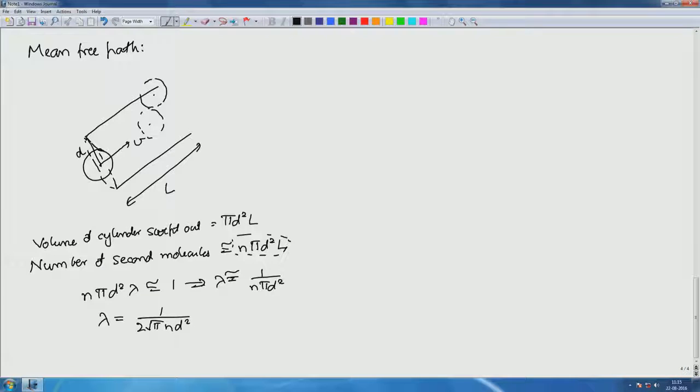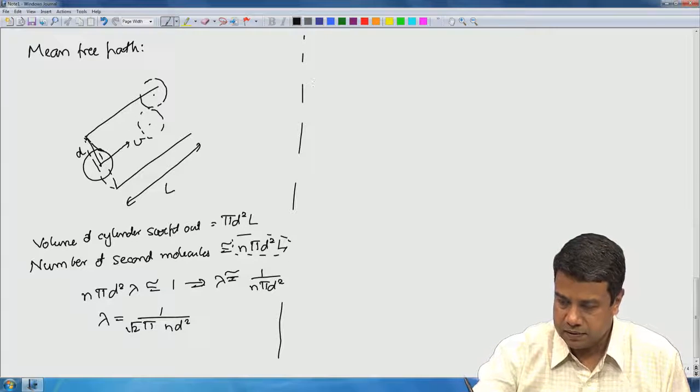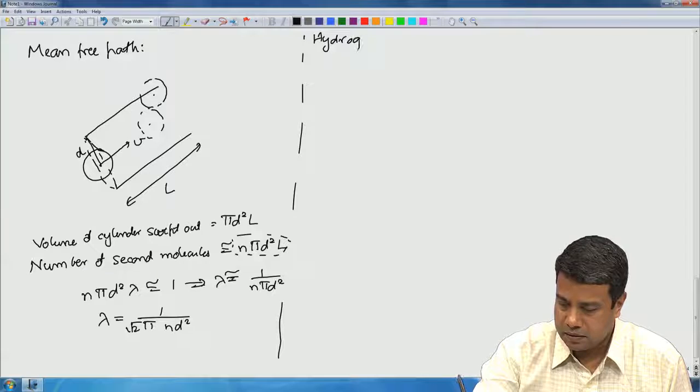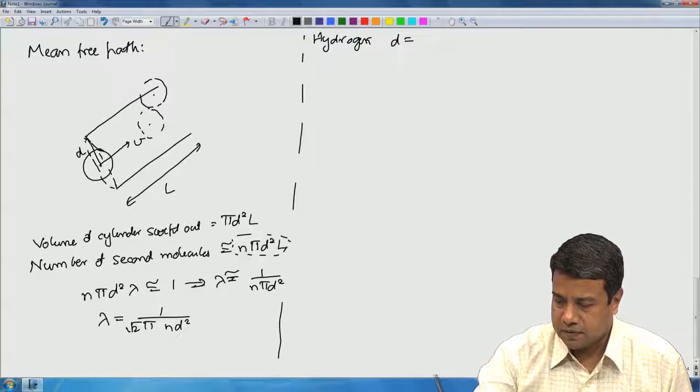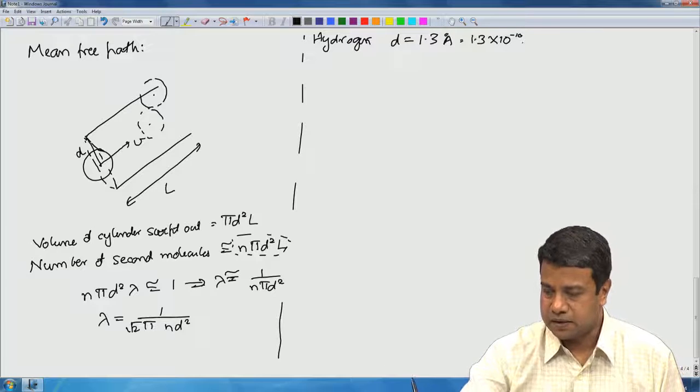So, if I have this expression for the mean free path, I can then calculate what is the mean free path in real gases. I should correct myself. In order to estimate what is the mean free path, I need to know what is the number density of the molecules and the diameter of the molecules. So, once again, if we take the example of hydrogen, the diameter of the hydrogen molecules is approximately 1.3 angstroms, which is equal to 1.3 into 10 power minus 10 meters.